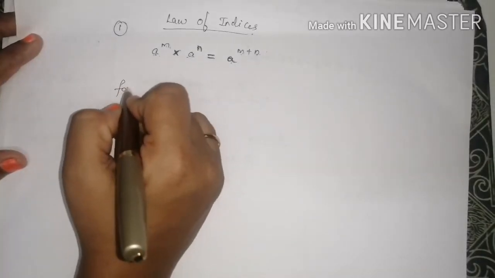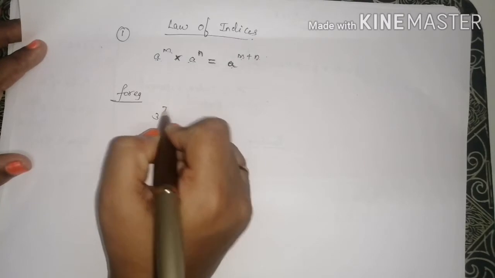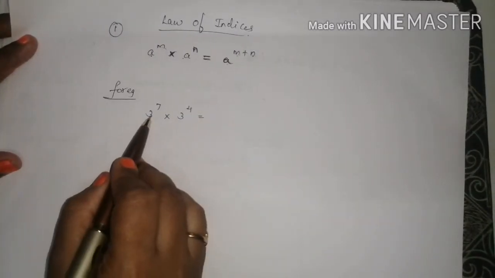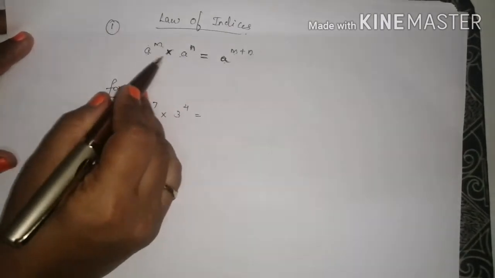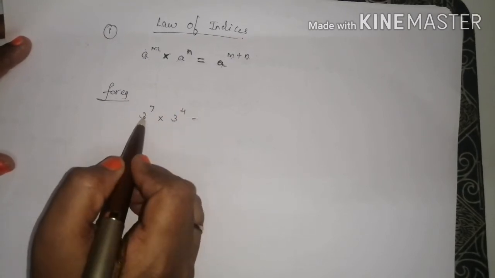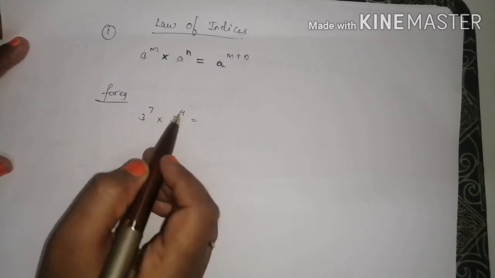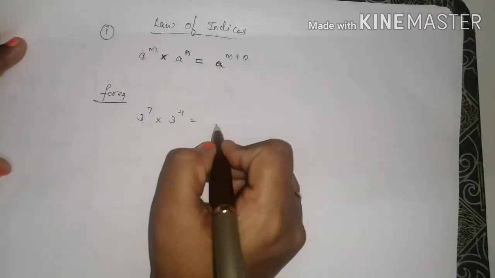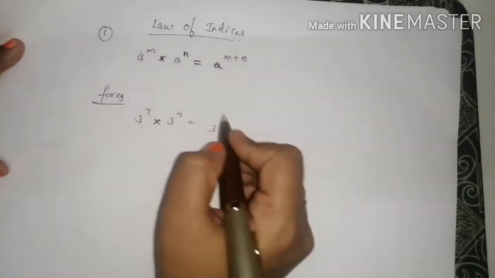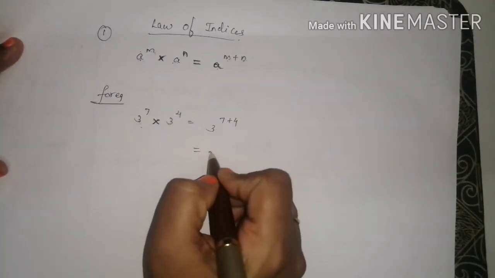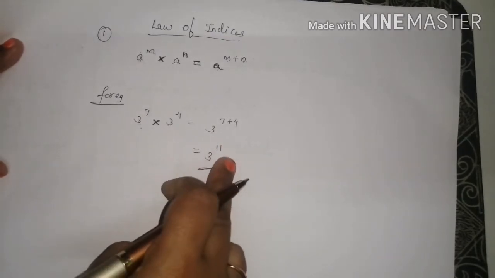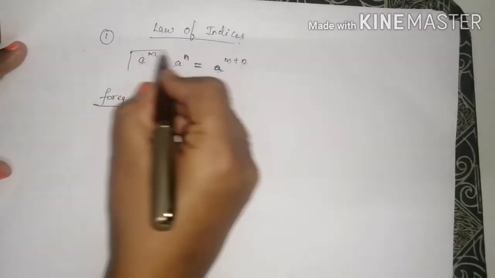For example, 3 raised to 7 into 3 raised to 4 is equal to, see, compare this. Instead of a, it is here 3. So base is same, and the first power is 7, the second power is 4. So base you write one time, 3, and if multiplication is there, you add the powers. So 7 plus 4 is 11. So what is our answer? 3 raised to 11.